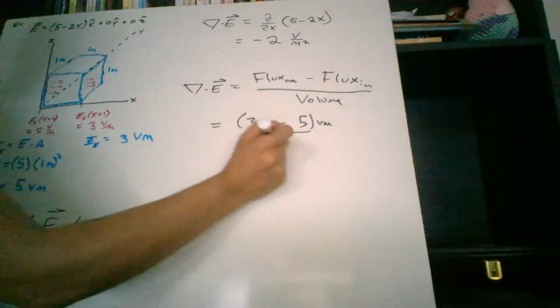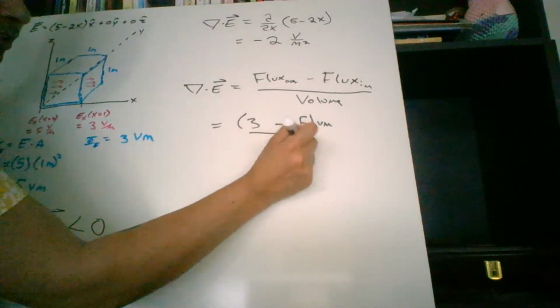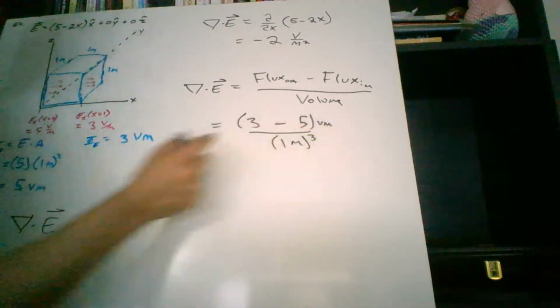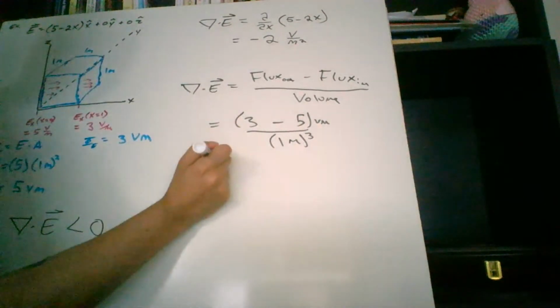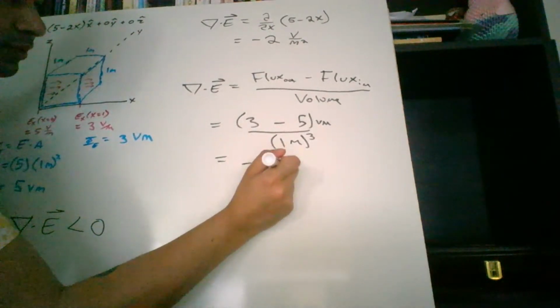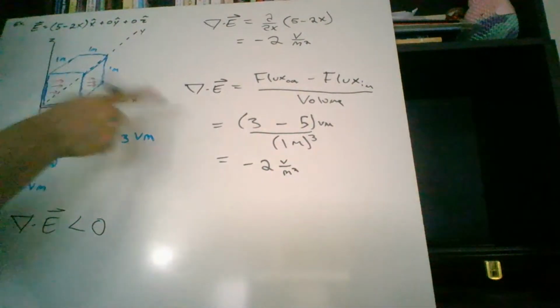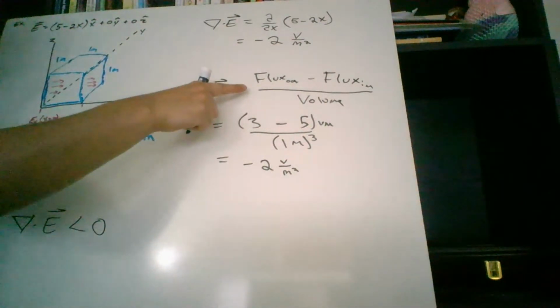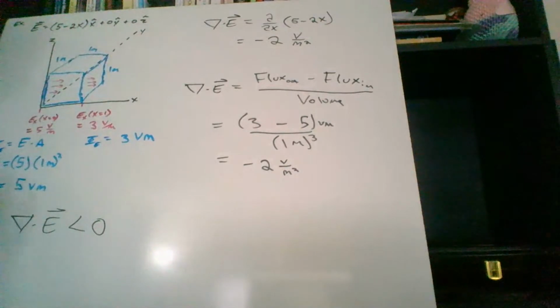And then the volume is going to be 1 meter cubed, because it's this times this times this. It's a cube. So you do that, and look at that, you end up with -2 volts per meter squared. So the divergence is telling us it's going to be the flux going out minus the flux going in, divided by the volume between them. And that's equal to -2.